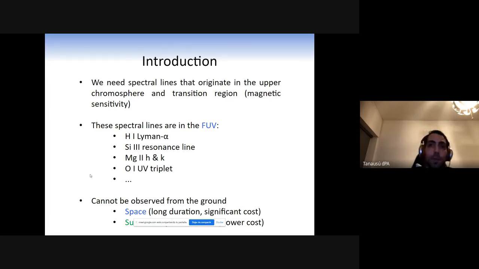However, the problem with the far ultraviolet is that it cannot be observed from the ground because the Earth's atmosphere absorbs such radiation. So we have two options. We can go to space. Those are long missions and they suppose a significant cost. Or we can go suborbital, that are very short missions, typically of minutes, but they are much cheaper and much easier to be accepted.